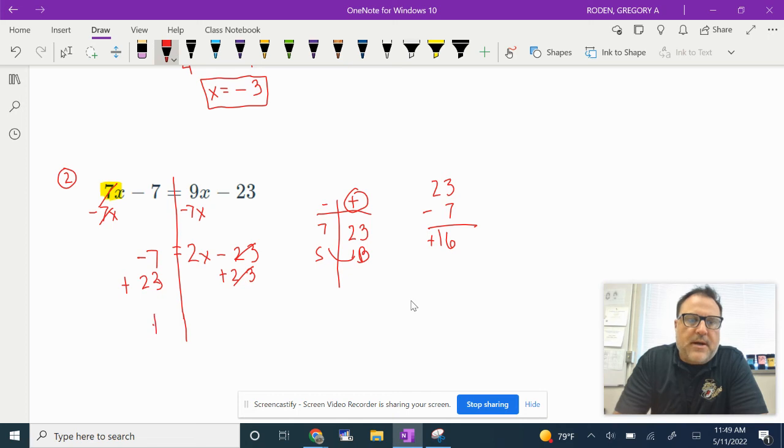I have positive 16 equals 2x. And then I'm going to divide both sides by 2. And then I get x equals 16 divided by 2, which is 8.